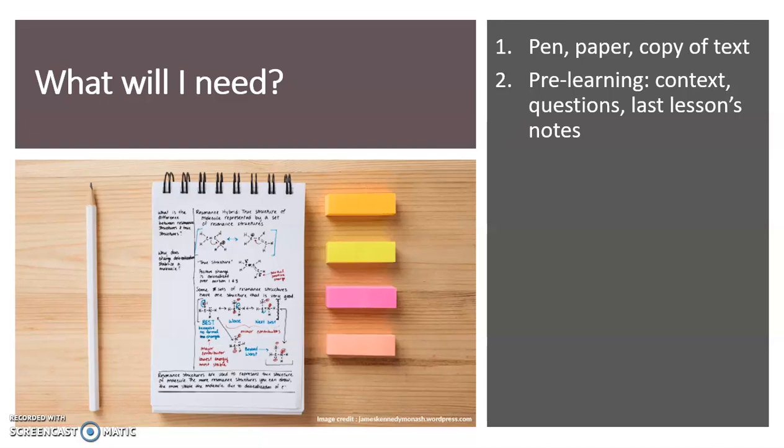You might come, for example, with some context. If you're doing Othello, you might have done some pre-reading in terms of Shakespeare's biography, in terms of when the play was published and what the key issues were at that time in Jacobean England. You might also come with questions. So if you know you're doing a particular scene, you might have read that scene in advance, and there might be parts of it that you just didn't understand, or parts of it that you want to engage with further. So you might come with questions for your teacher and for your classmates.